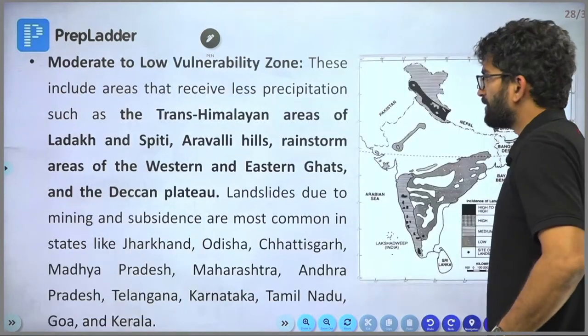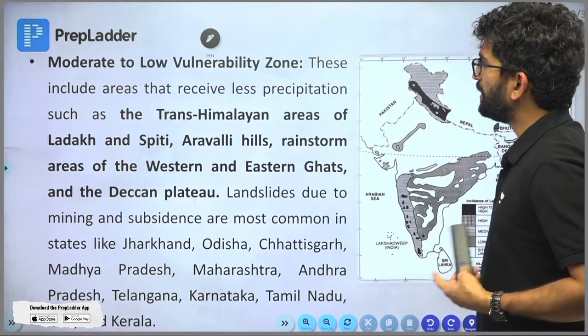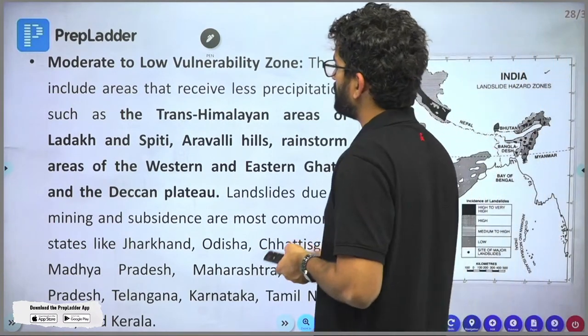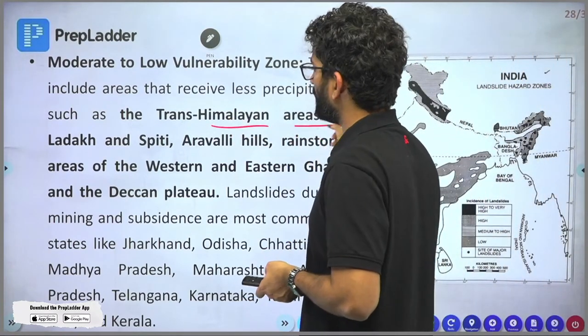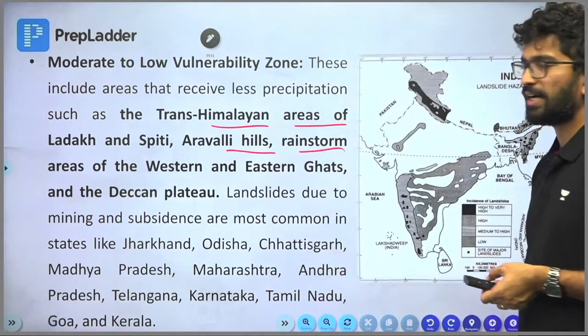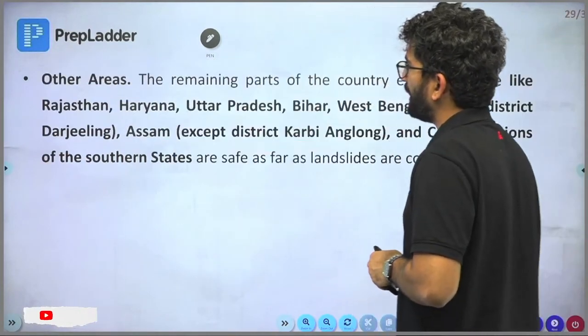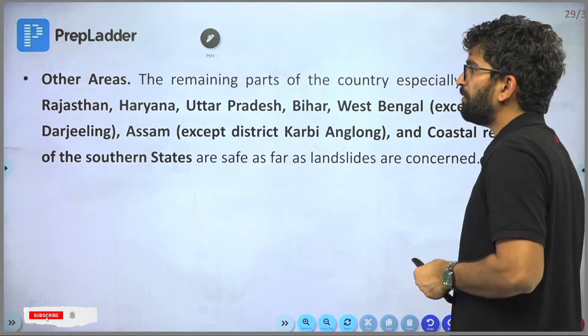Next, moderate to low vulnerability zone. These include areas that receive less precipitation, such as trans-Himalayan areas of Ladakh and Spiti, Aravali Hills, rainstorm areas of Western and Eastern Ghats and Deccan Plateau. So these are the moderate zones, and other areas are the ones mentioned over here.